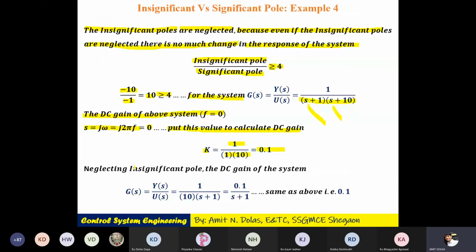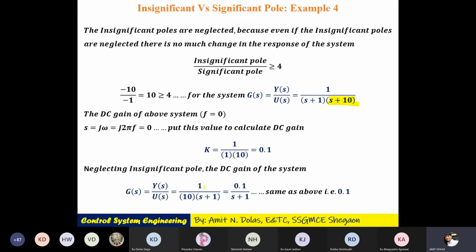We will neglect the insignificant pole that we were talking about, and we have to see whether it has any effect or not. Neglect the insignificant pole, and find the DC gain of the system. So what I did here, G of S is Y of S upon U of S. 1 divided by the insignificant pole, which one is it? Let me erase the ink to avoid the confusion. This one is the insignificant pole, so I removed the S from here.